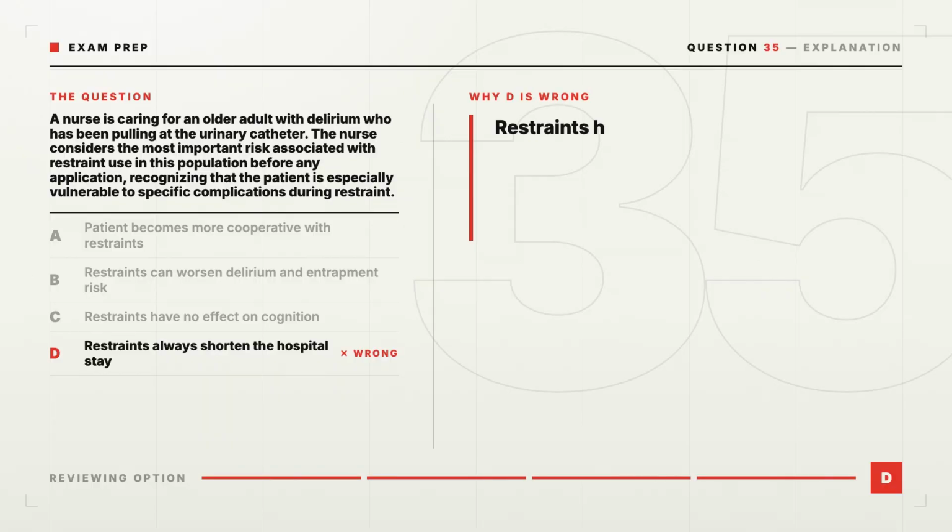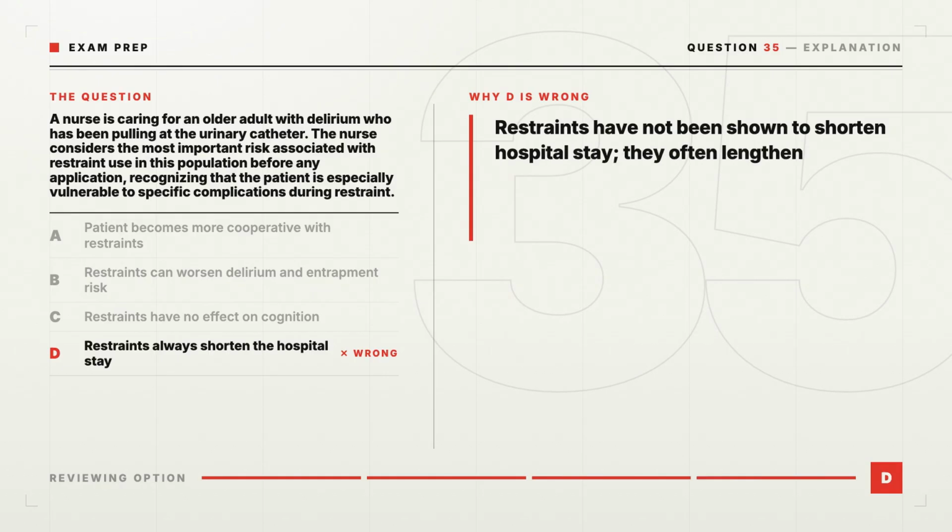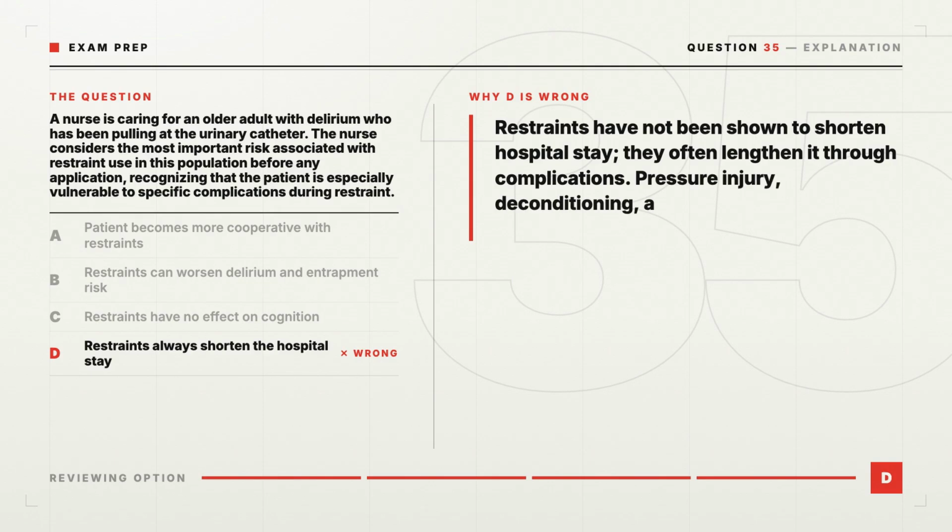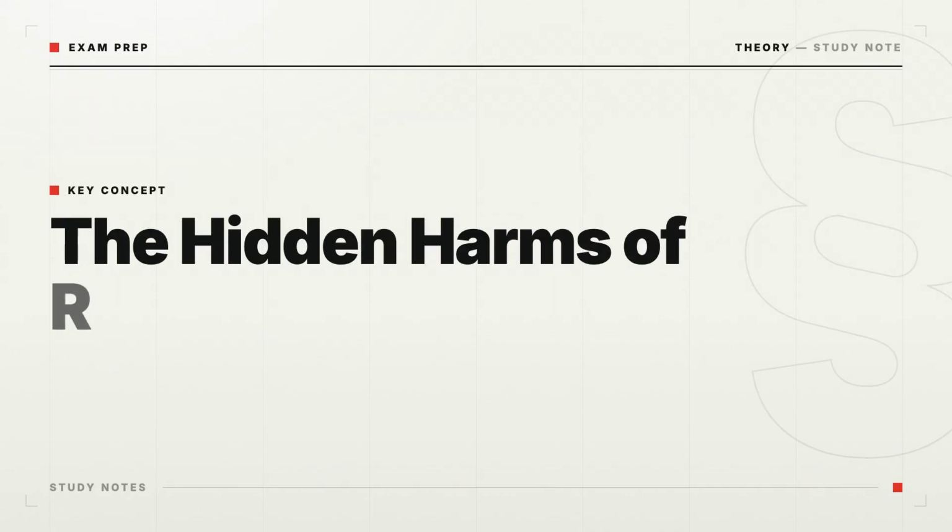D is wrong because restraints have not been shown to shorten hospital stay. They often lengthen it through complications. Pressure injury, deconditioning, and prolonged delirium all extend the time needed for safe discharge home.